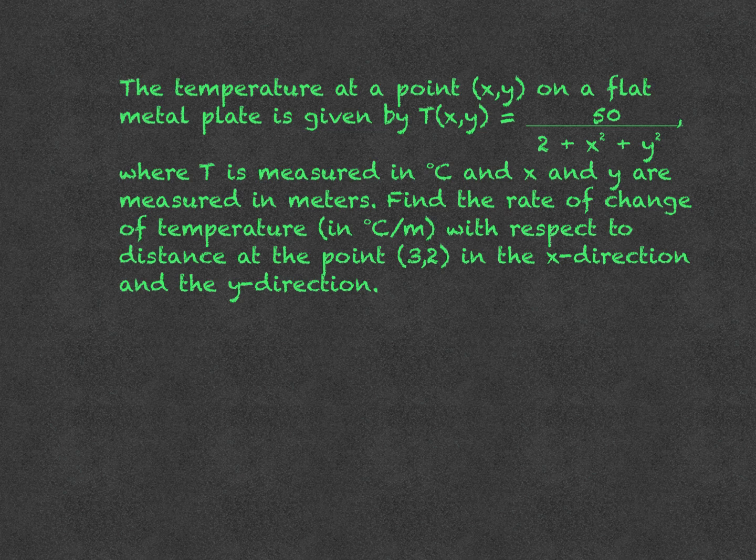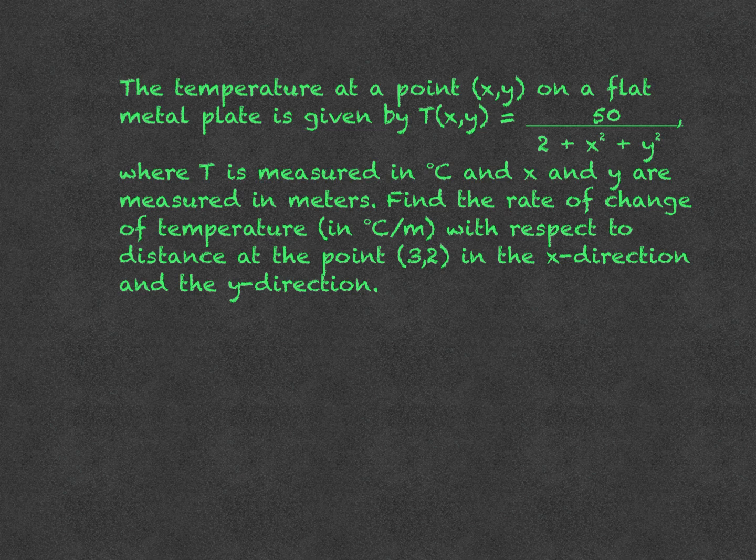It says the temperature at a point xy on a flat metal plate is given by T of xy equals 50 over 2 plus x squared plus y squared, where T is measured in degrees Celsius and x and y are measured in meters. Find the rate of change of the temperature in degrees Celsius per meter with respect to the distance at the point 3, 2 in the x direction and the y direction.